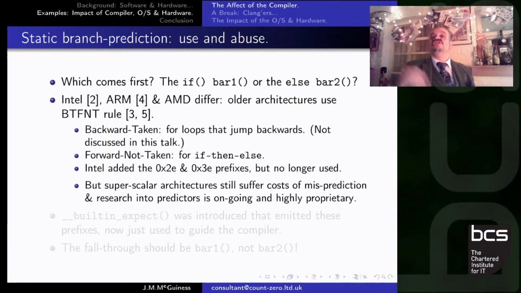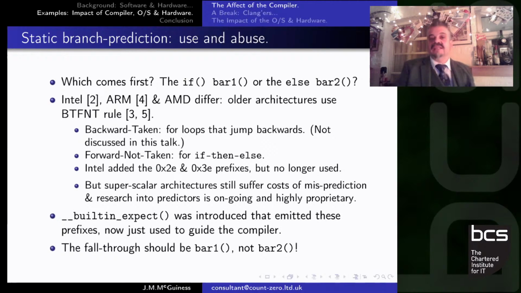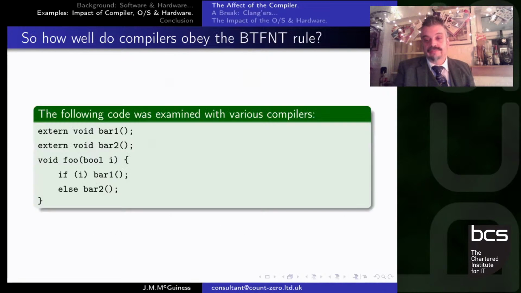The issue is that superscalar architectures suffer costs of misprediction, and this misprediction, remember I showed you that picture of the Bulldozer chip? It causes stalls, and this breaks up our flow, and a pipeline stall can cost around 20 clock cycles. It's very expensive. We could use __builtin_expect to try and guide which is the fall through. To cut a long story short, the fall through should be bar 1, not bar 2.